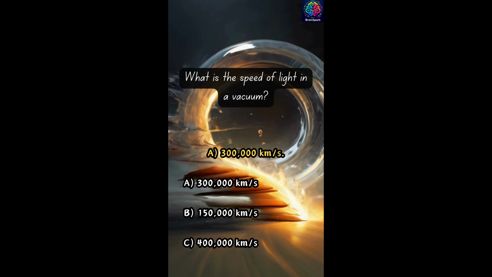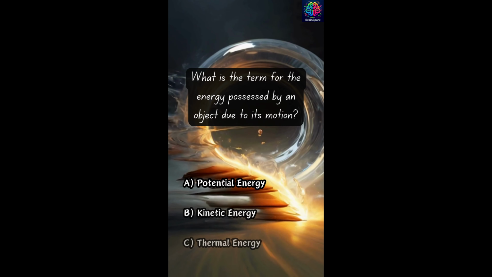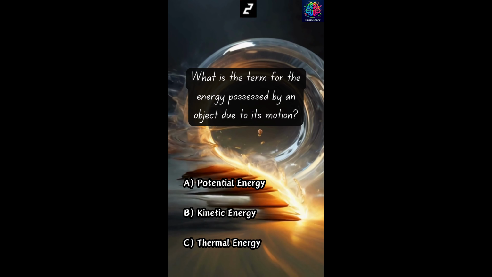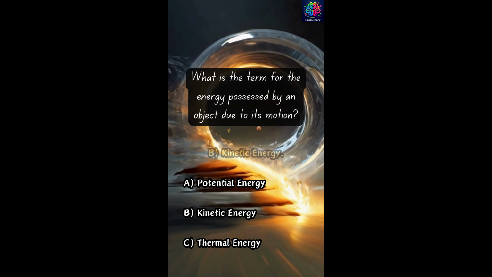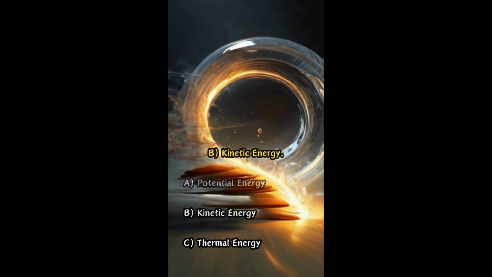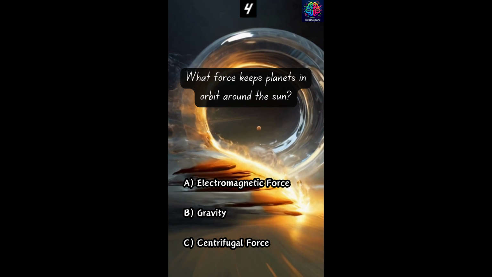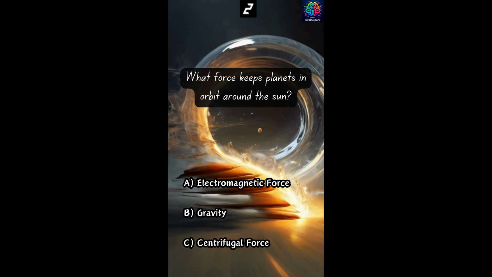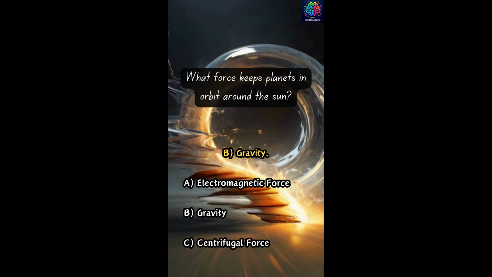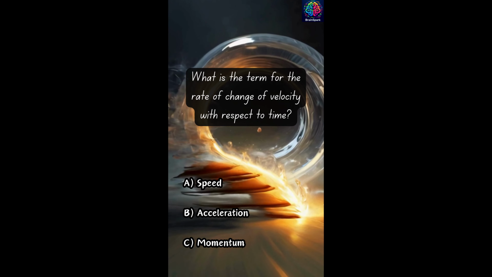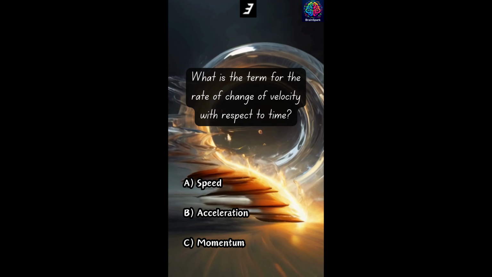A. 300,000 kilometers per second. What is the term for the energy possessed by an object due to its motion? B. Kinetic energy. What force keeps planets in orbit around the Sun? B. Gravity. What is the term for the rate of change of velocity with respect to time?